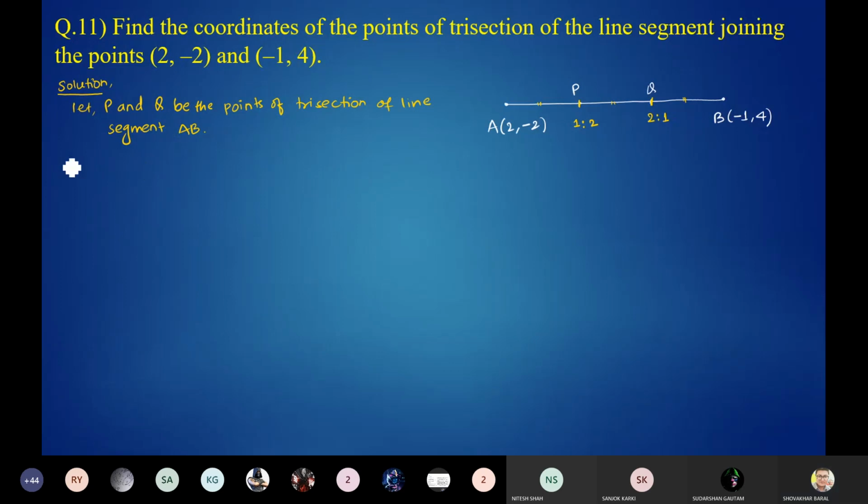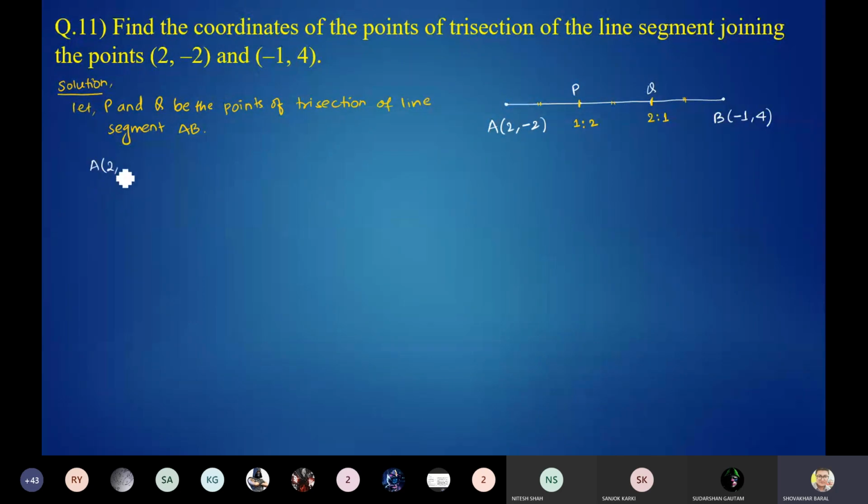So let us suppose A is x1, y1. I don't know why it is... Okay, just a minute. Let me fix it. This digital pen is not writing. I don't know why. Just a minute. Okay.